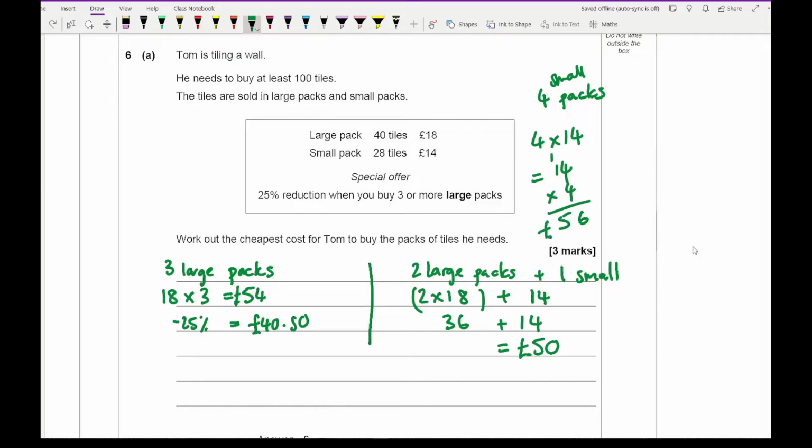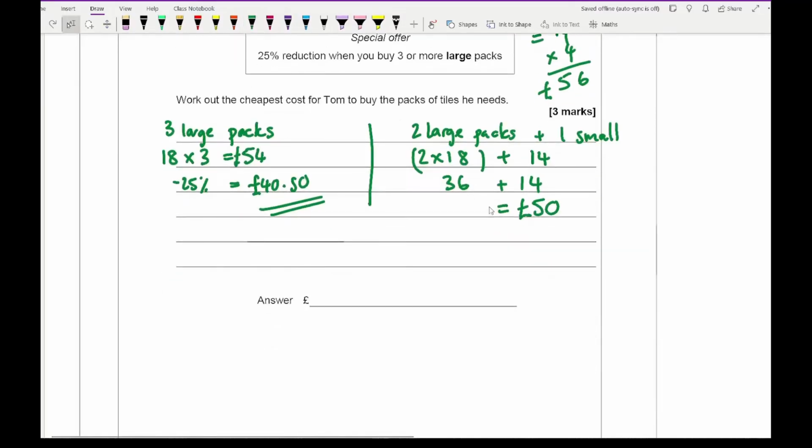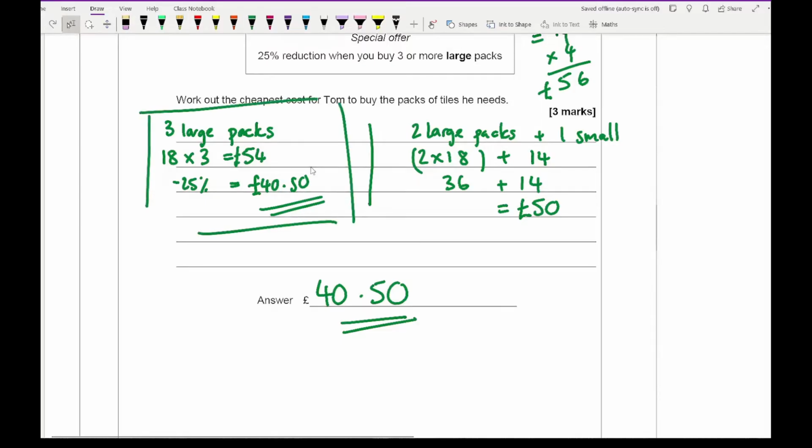So the cheapest option is going to be buying the 3 large packs. So here I'm going to say it's £40 and 50p. It's always good to show your working out. In terms of 3 marks, I would say you probably need to show the correct formation of getting the cheapest price, which is that, but any other formation where you get at least 100 tiles should be enough to get you those 3 marks.